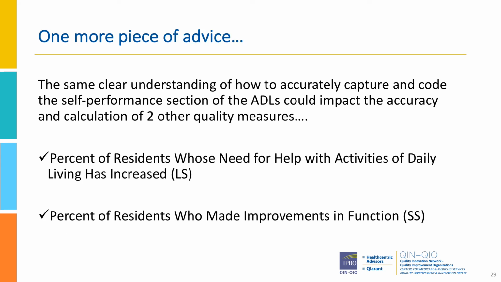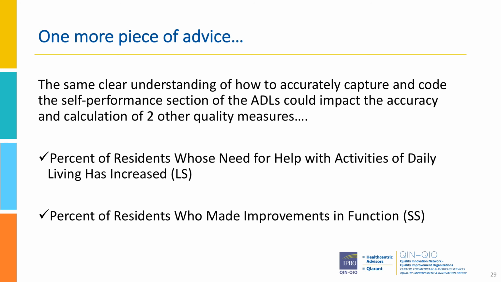One more piece of advice. While I focus my example on the self-performance coding of the ADL specific to pressure ulcer risk and that QM, that same section on the MDS is currently in the calculation for two other quality measures, those being the long-stay measure for increased ADL help and the short-stay measure for improvement in function. Something to think about: an issue that I've noticed across all of my time analyzing and evaluating quality measures.